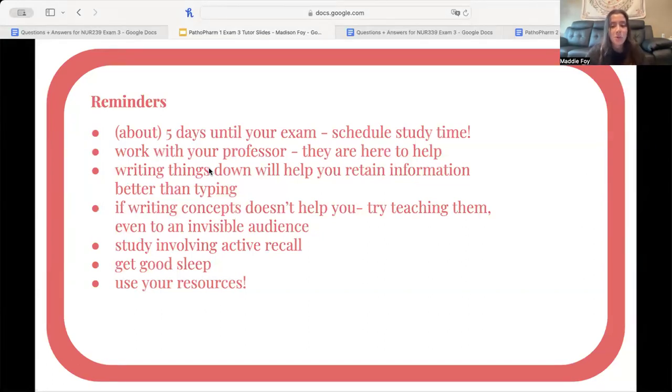But at the end of the day, you know what works best for you. As always, work with your professor. They are here to help. And for patho specifically, your professors throw in practice questions in the slides that are great resources to use. Writing things down, as you know, will help retain better than typing. If writing concepts doesn't help you, verbally teaching them, even to an invisible audience, can help. I sometimes look like an idiot, but I'll walk around my apartment just teaching to nobody, and it helps me remember things. Always studying involving active recall will be beneficial, and then get that good sleep that I talked about last time.